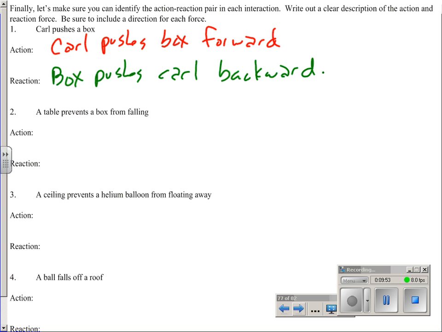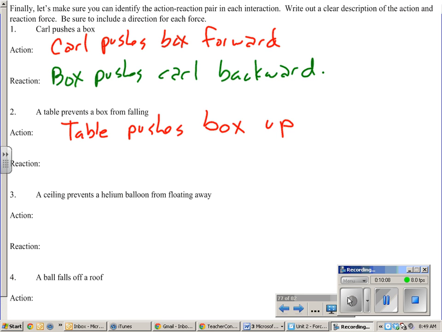All right? So if you got that first one wrong, what I'd like you to do now is pause the video again and try these again. Okay? So here we go. Table prevents a box from falling. Okay, so there, the table's pushing the box up, right? It says the table prevents the box from falling. So that's what's happening, is the table is pushing the box up to prevent it from falling, right?